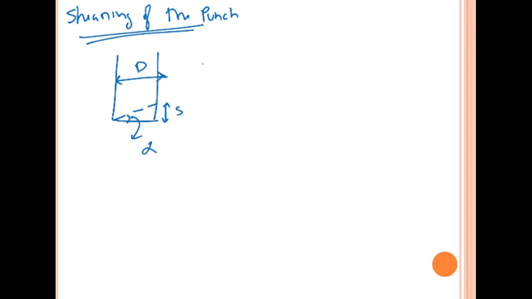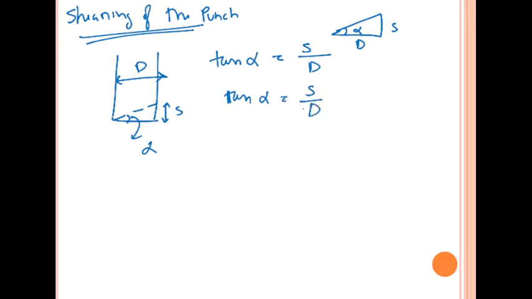So what will be the shear angle? From here we can see that tan alpha is equal to S by D. Let me draw the triangle here for better understanding. This is D, this is alpha, this is S. So the perpendicular will be S and the diameter will be D. Tan alpha is equal to S by D.